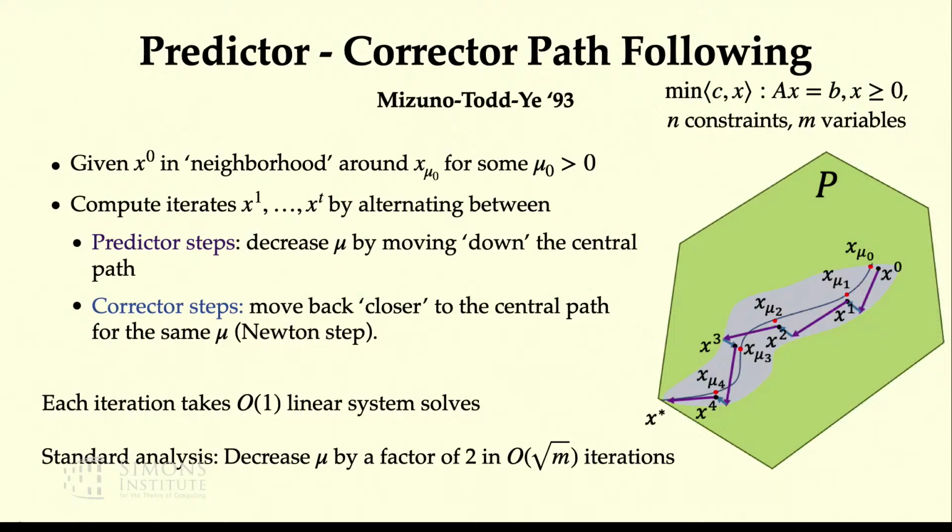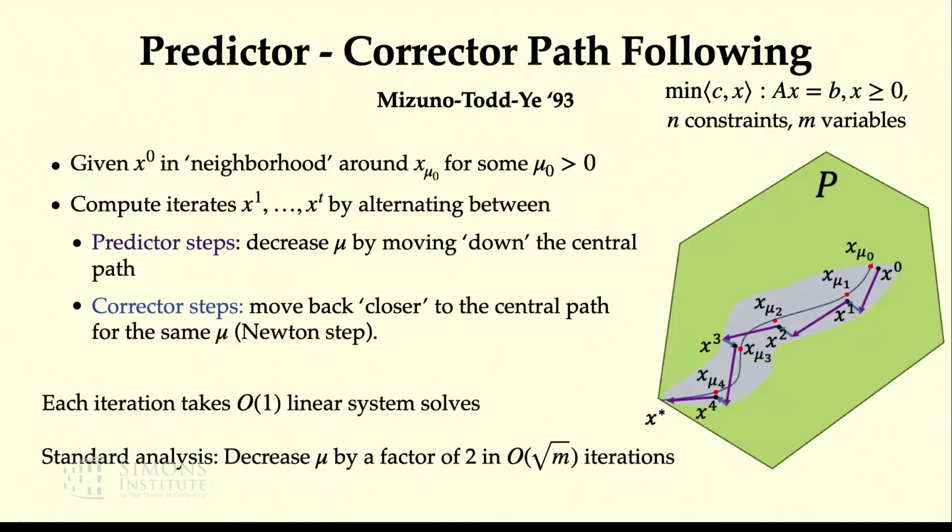Okay, so what is happening, you start somewhere near the central path, you do a predictor step, which is essentially trying to look for the gradient or for the tangent on your path. You follow the direction until you are too far away, and then you correct and go back. And you keep doing this. And standard analysis shows that you will need order √m many iterations to reduce the gap by a factor of 2. Okay.